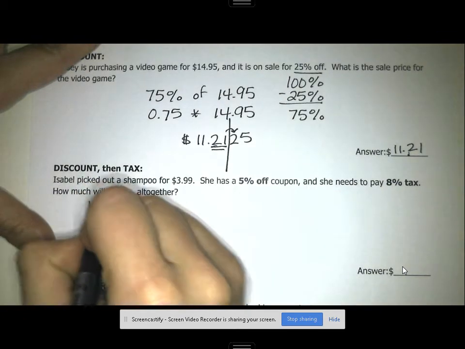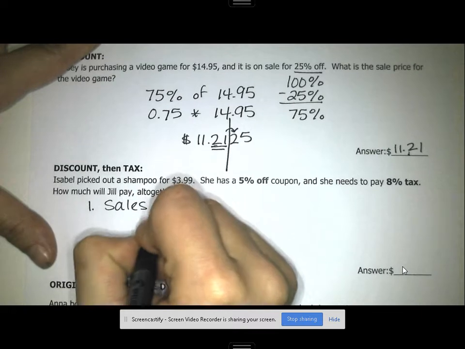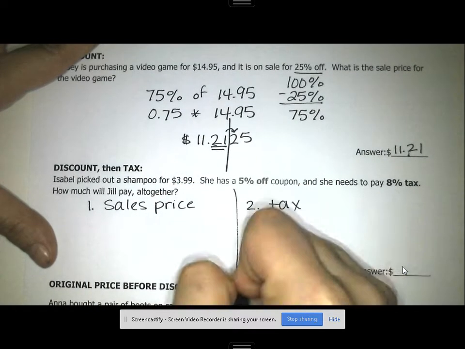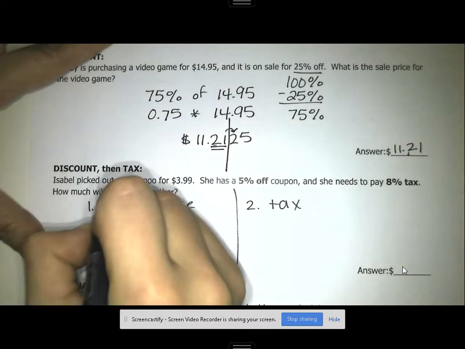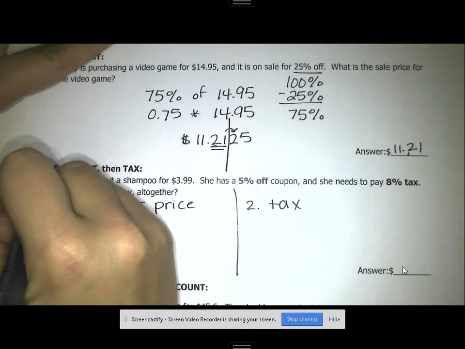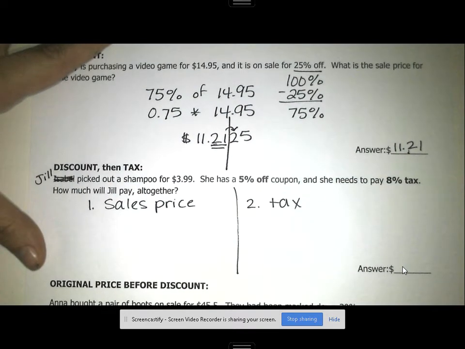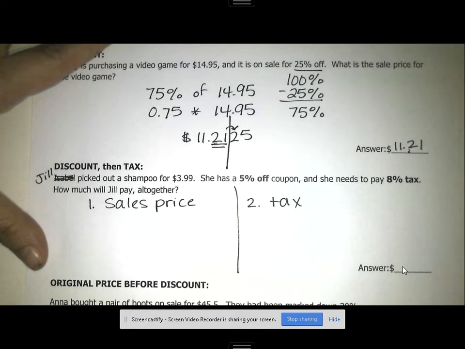So first we're going to find the sales price, and then we're going to calculate tax on the sales price. So here we go. By accident, I forgot to write the same name both times when I changed the name. So here we go. Jill picked out a shampoo for $3.99. She has a coupon, 5% off.